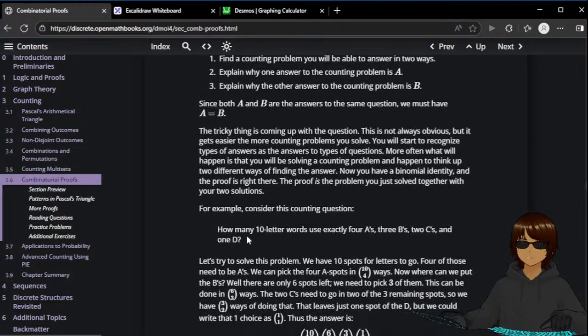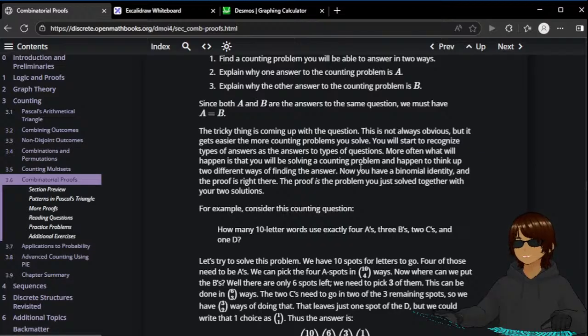The tricky thing is coming up with the questions. This is not always obvious, but it gets easier the more counting problems you solve. You will start to recognize types of answers as the answers to types of questions. More often, what will happen is that you will be solving a counting problem and happen to think up two different ways of finding the answer. Now you have a binomial identity. The proof is right there. The proof is the problem you just solved together with your two solutions.